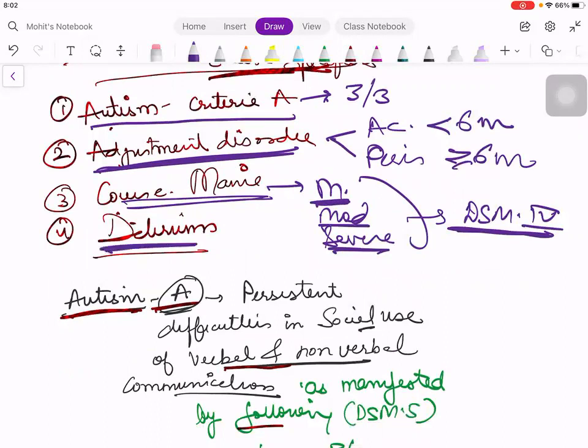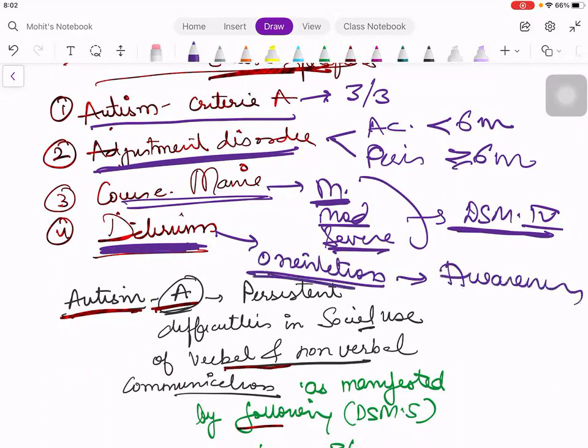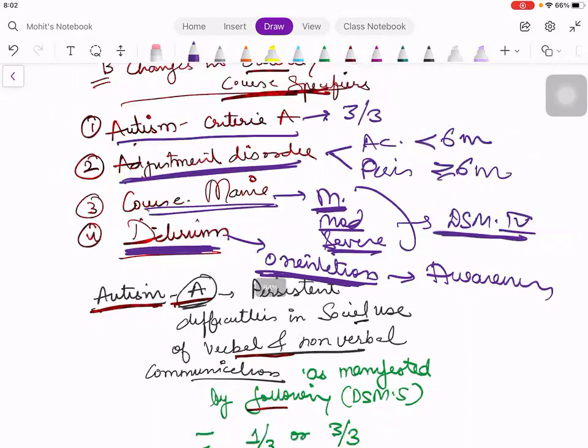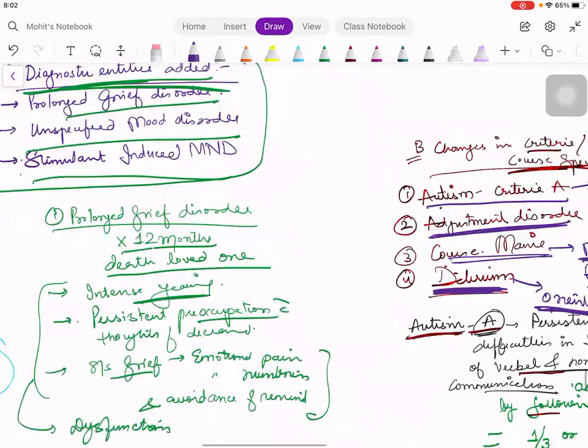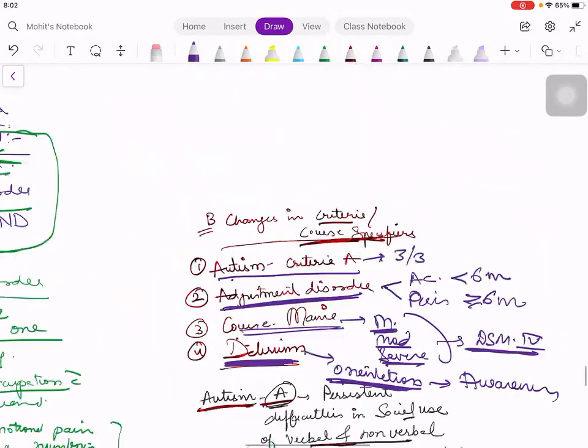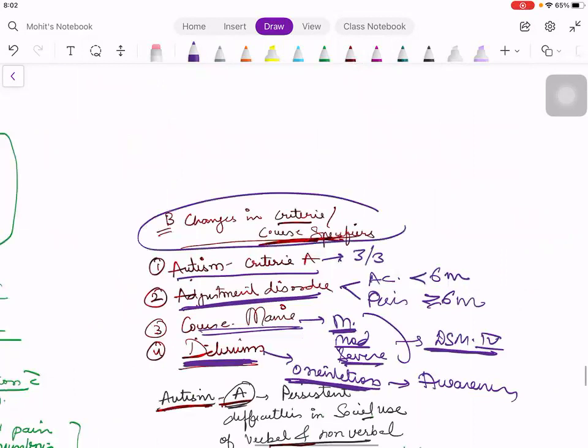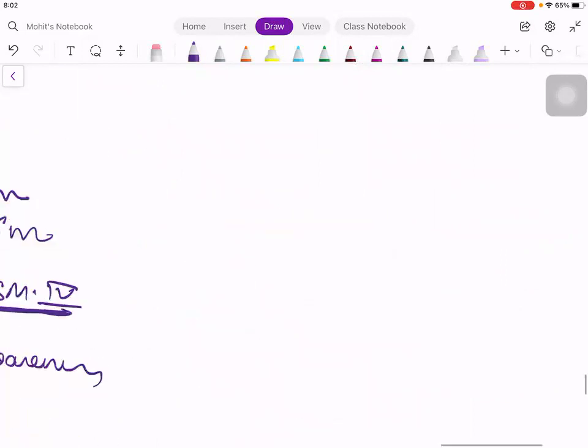And in delirium, again, criteria A was defined as orientation. In criteria A it has now been changed to awareness, right? Because the word orientation was overlapping again with the criteria C of delirium, the disturbed higher cognitive function, right? Okay, so the 2 categories: one is the diagnostic entities added, 2 is changes in criteria or core specifier. And the third change is that some terminologies have been updated.